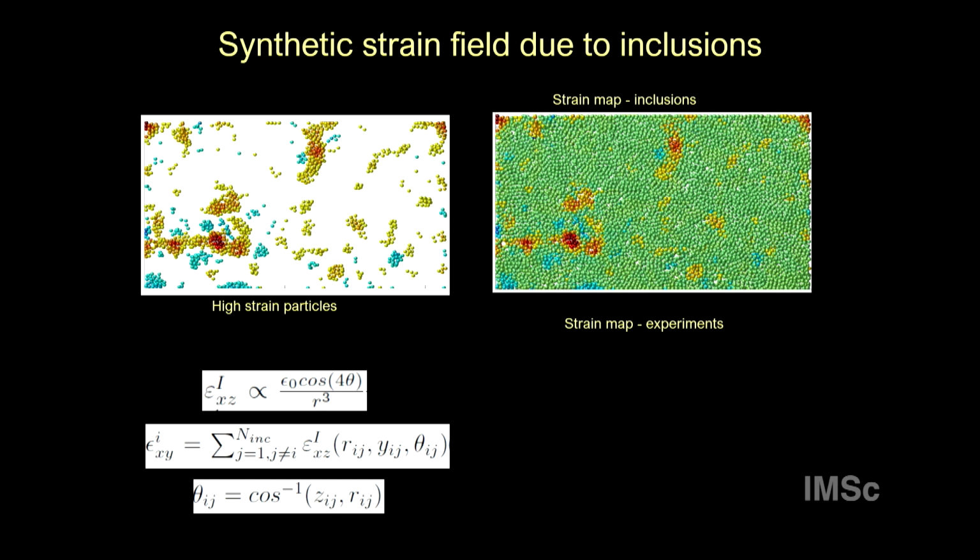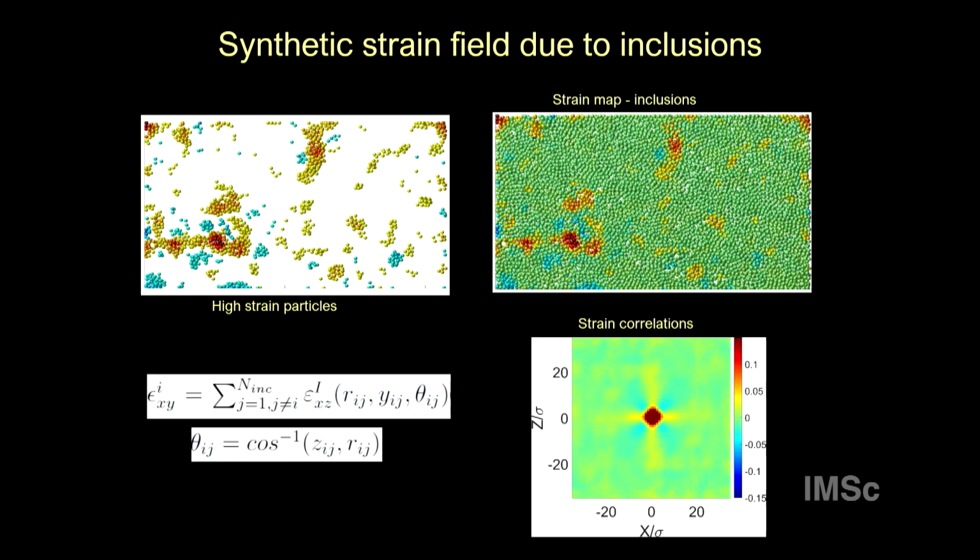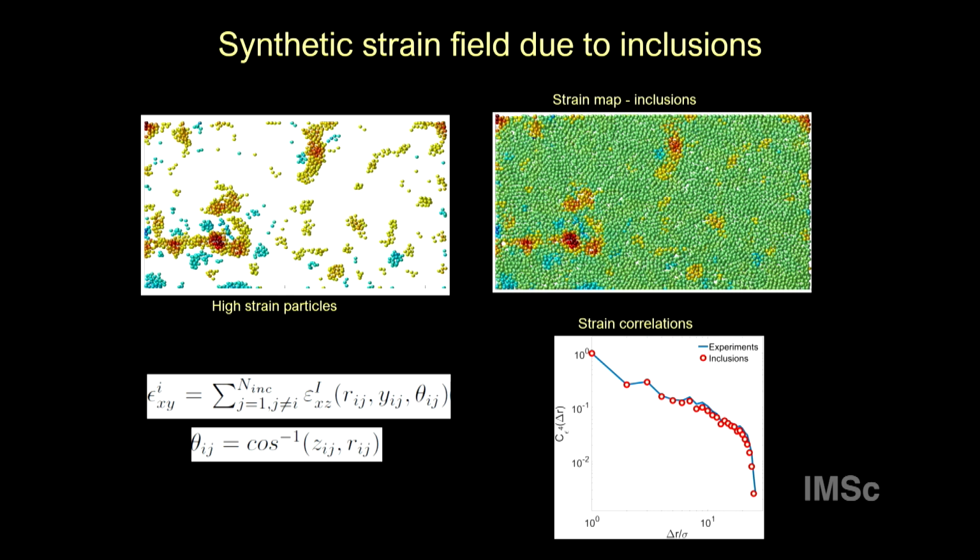When we do that, this is the kind of picture that we obtain. And this is the strain map that we obtained from experiments. It's not surprising that, since we have picked the high strain particles, there is a lot of similarity between these two. When you look at the strain correlations, you see this quadrupolar symmetry. These were the correlations obtained from experiments, and these were the strain correlations obtained from the synthetic strain fields. They fall on top of each other.